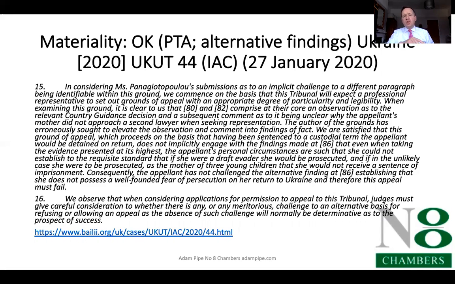But the judge made an alternative finding that even if she was a draft evader, she wouldn't be at risk of persecution. And the representative drafted, I think, long grounds. I think there were 7 grounds in all. They got permission, but it didn't challenge the alternative finding. So any challenge was bound to fail because there was this unchallenged finding that the appellant wouldn't be at risk in any event.